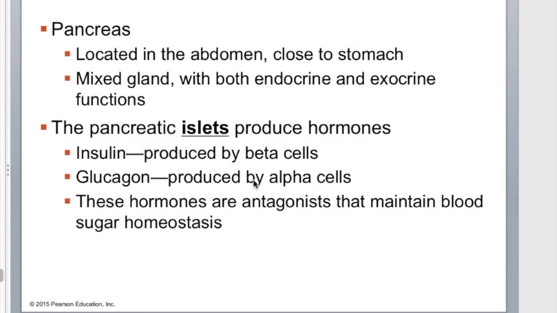All right, now that we've seen how stress works, let's move on to your pancreas. Your pancreas is close to your stomach. It is both endocrine and exocrine, which means it does two different jobs. You've got your pancreatic islets that produce the hormones insulin and glucagon. Insulin is produced by beta cells, glucagon by alpha cells. These hormones work opposite each other to maintain sugar levels within your blood.